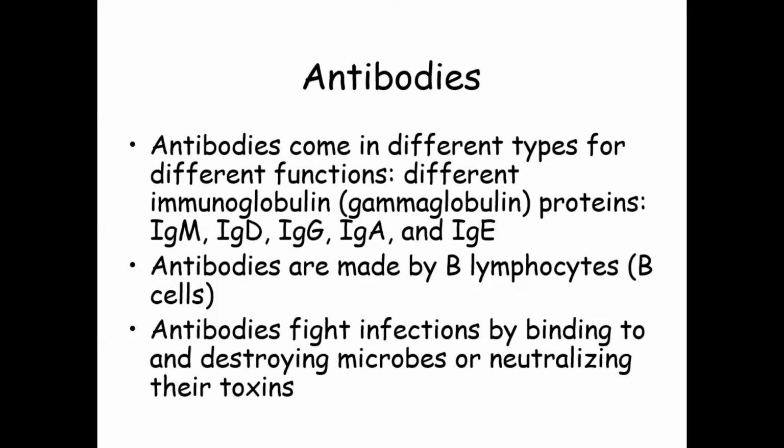So why does it matter to make antibodies other than IgM? There are different types of antibodies that provide different functions. Each B cell will make an antibody of particular specificity. That doesn't change, but when it switches from IgM to IgG or IgA, it's assigning a different function to the antibody. And antibodies can fight infections by binding and destroying microbes or neutralizing their toxins.